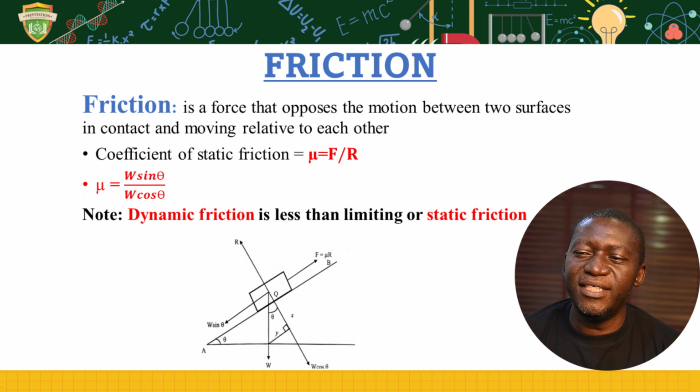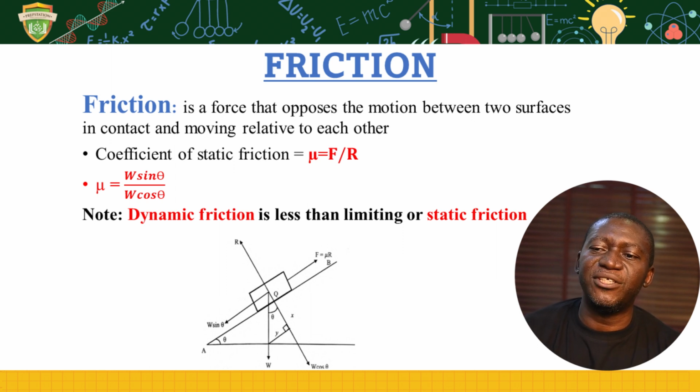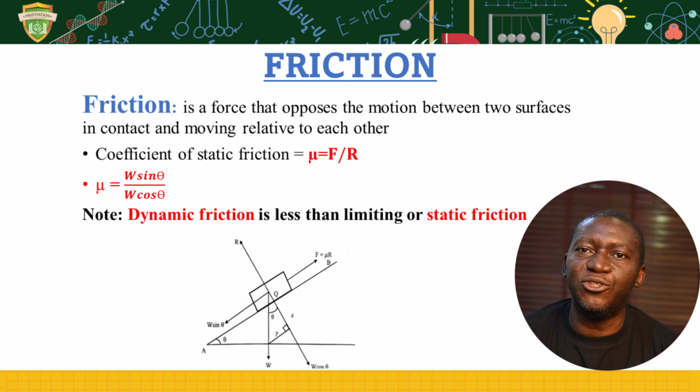So if you see that diagram there, if you want to resolve what the coefficient of friction is going to be, it is given as W sine theta all over W cos theta, which is the same thing as force all over the normal reaction. If you resolve the force, you are going to have W sine theta along the plane, and then if you resolve the normal reaction, which is of the weight, you are going to have W cos theta, which gives you the normal reaction for friction.